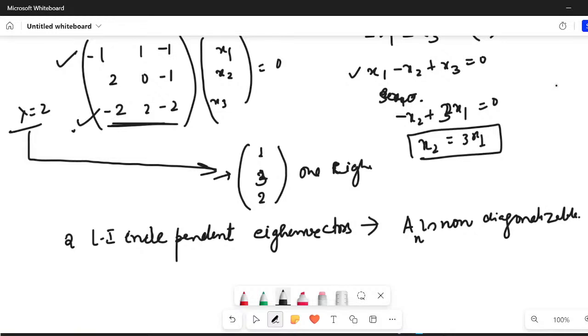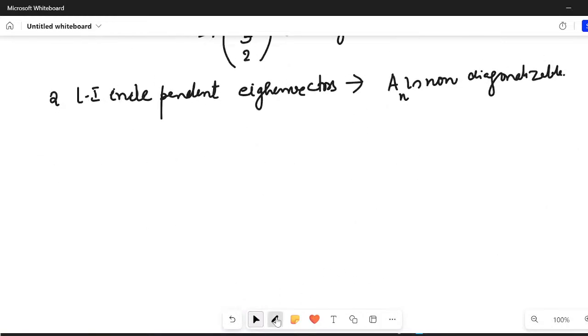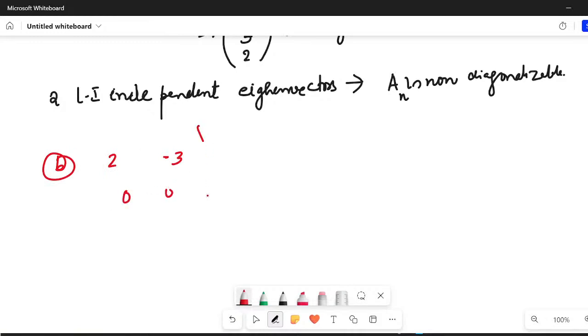Now let us try to apply this concept to some other matrices, so that you are well prepared for your exam. Let us see which of the following matrices are diagonalizable. I've already done one matrix, now the second matrix B. Let us say this is my matrix B, 2, minus 3, 0 and 0. Whether it is diagonalizable or not.